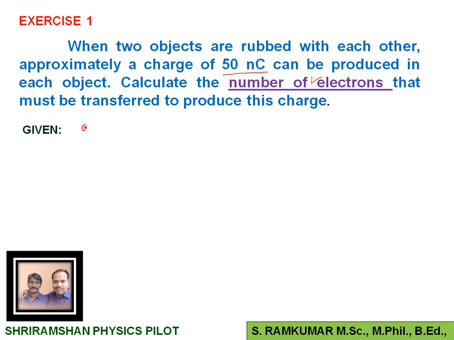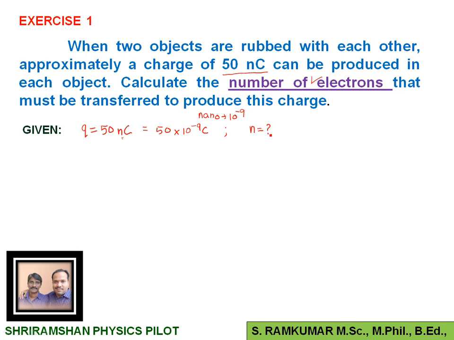So given data here, the charge is given, that is Q will be equal to 50 nanocoulomb. So in this case, in 11th standard you studied about the nano, micro, most of that value. So the value for nano is said to be 10 power minus 9. So in this case, instead of this nano, you are going to write as 50 into 10 power minus 9 coulomb, and you are going to find the number of electrons, N will be equal to what?